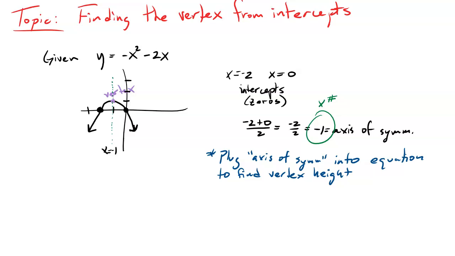So I'm going to take the original equation, and I'm going to plug the x number I got from the axis of symmetry into x. So I do the squared first and get +1. The negative stays on the +1. -2 times -1 is +2. So I end up getting 1.